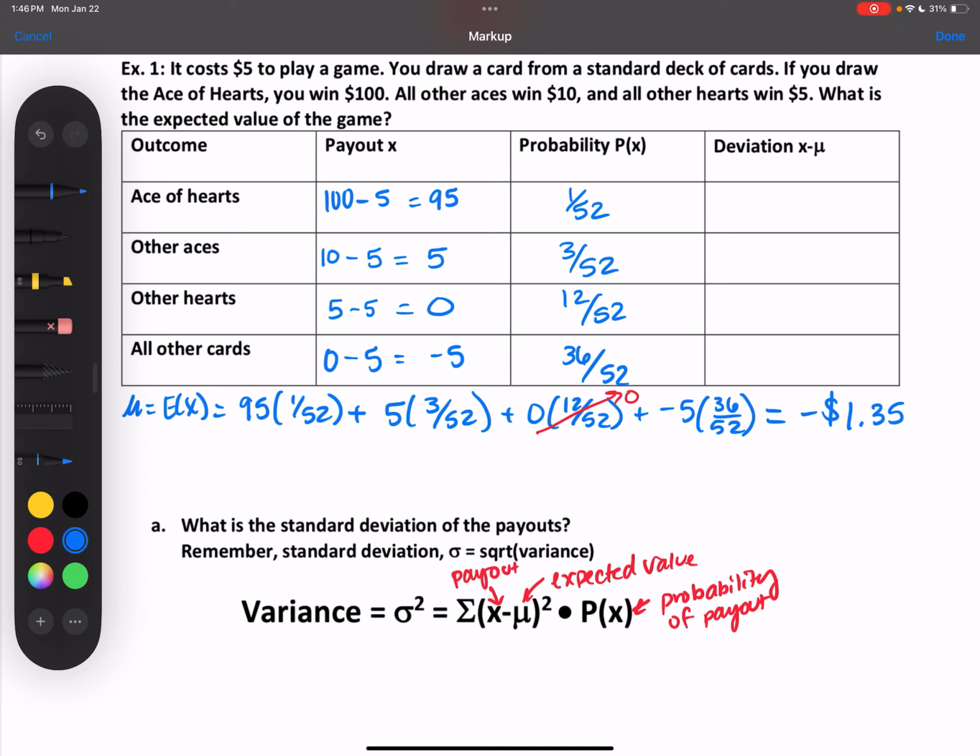If you didn't have to pay to play and you were just playing, what would you expect to win? So that would be 100 times 1 over 52 plus 10 times 3 out of 52 plus 5 times 12 out of 52 plus 0 times 36 out of 52. That's if you didn't have to pay. And I'll write a little summary statement about it in just a second.